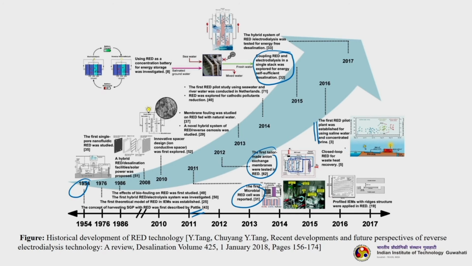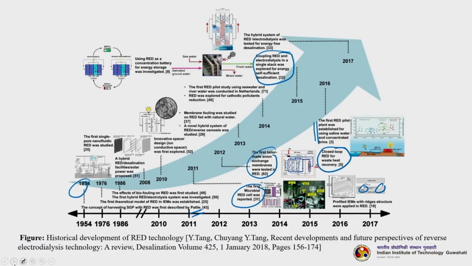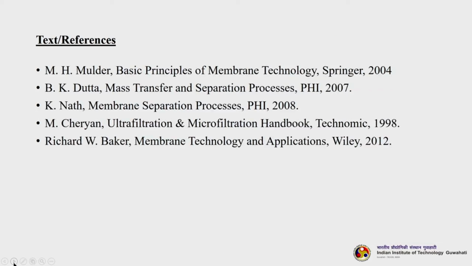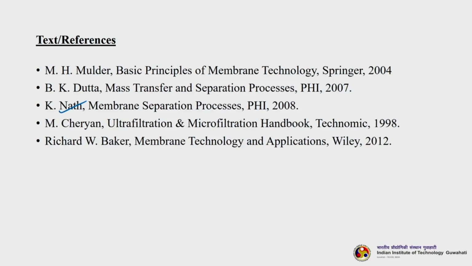Closed loop RED for waste heat recovery is also being proposed. Then profiled ion exchange membranes with ridge structures were applied in RED. Anyway, we are not going into detail about this; the idea is just to make you understand how RED and ED have developed gradually and successively. So, with this I wind up. Most of the things are taken from different books like Kanath, and there are other books also.